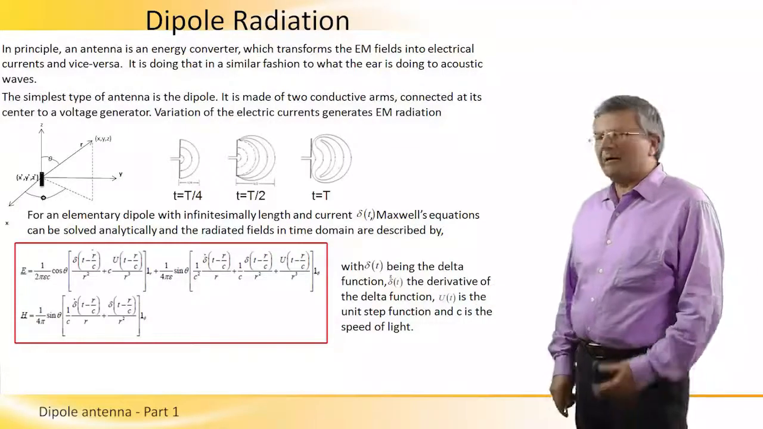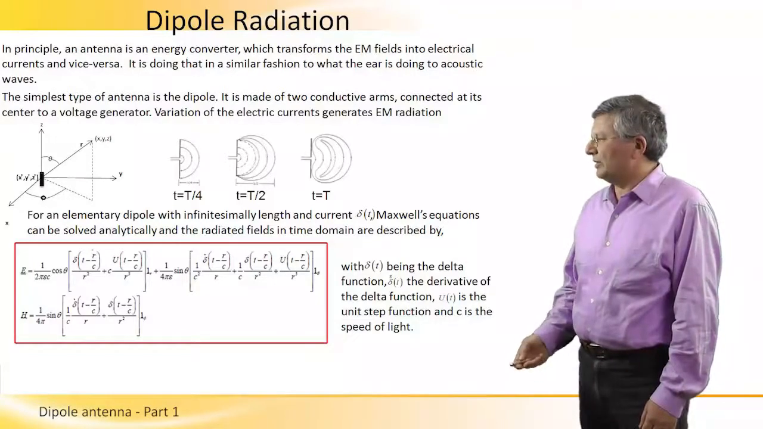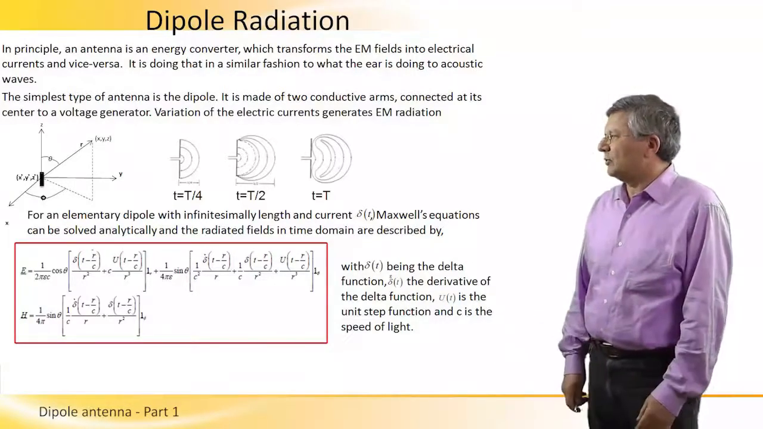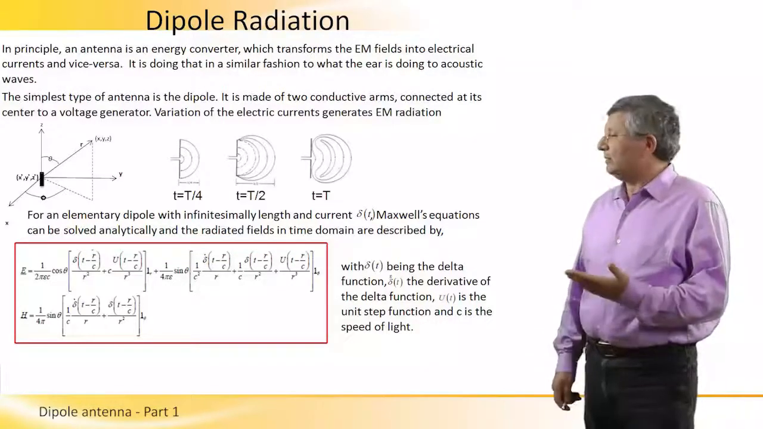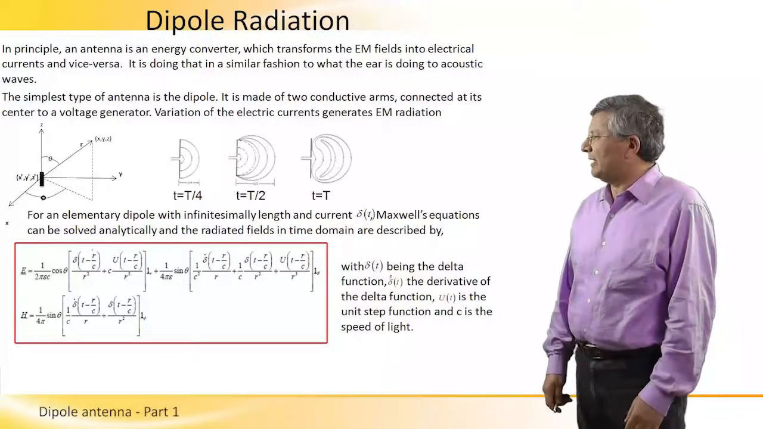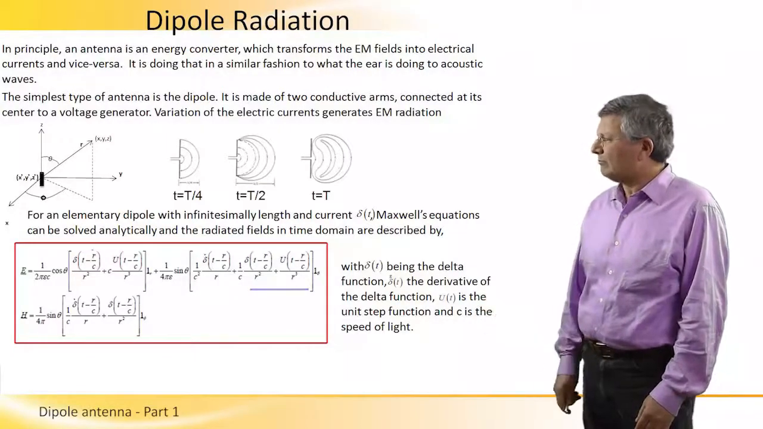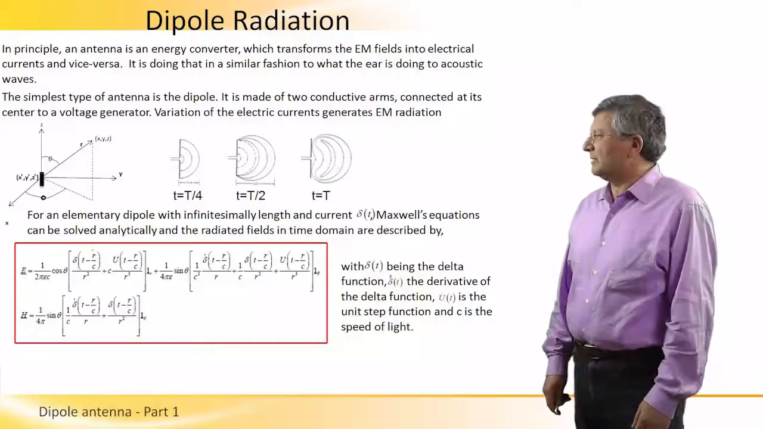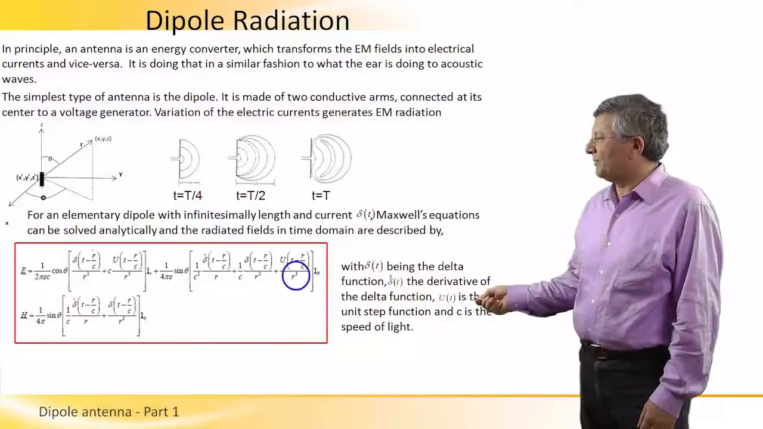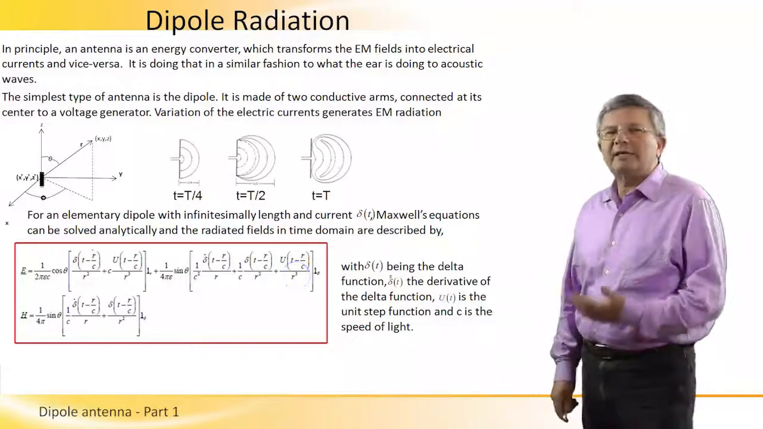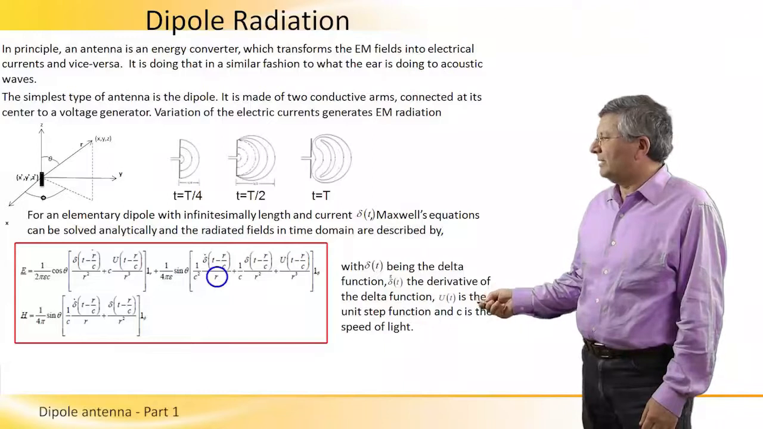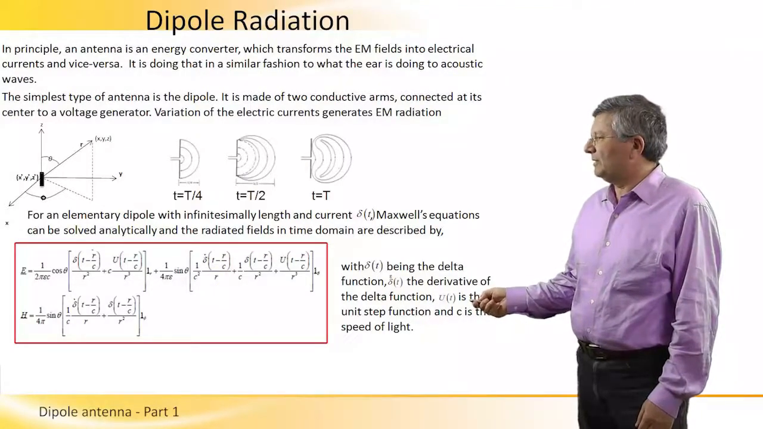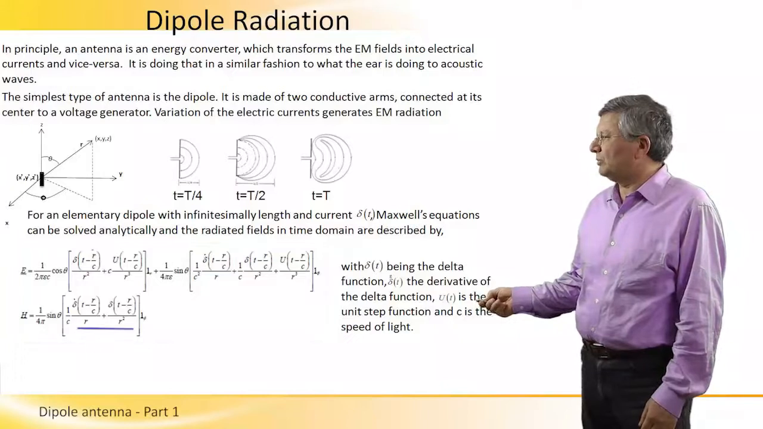Now, in terms of amplitude dependence, we can note that the electric field depends on 1 over r, 1 over r square, and 1 over r to the third power. For very small distances, the dominant term is 1 over r to the third power, while for large distances, the dominant term is 1 over r. The same can be said about the magnetic field, in which the amplitude dependence is 1 over r and 1 over r square.